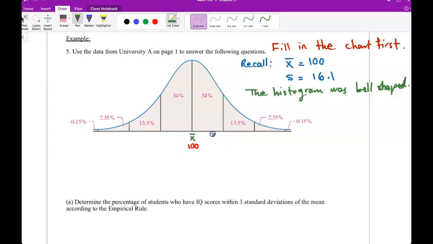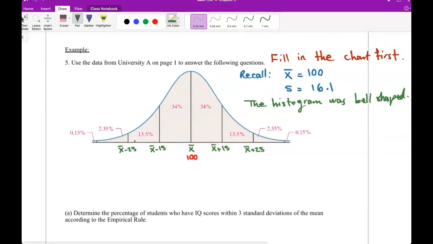Now this is within 1 standard deviation. X-bar plus 1 standard deviation. Here X-bar minus 1 standard deviation. Here is X-bar plus 2 standard deviation. This one is X-bar minus 2 standard deviation.